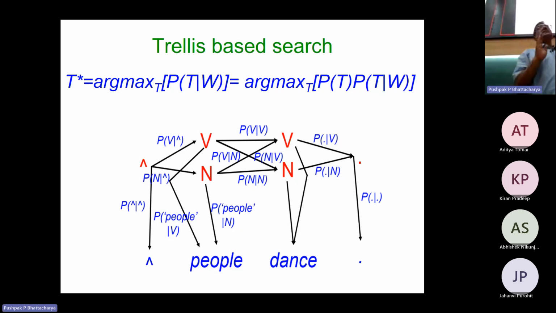It doesn't matter whether you're using a hidden Markov model or conditional random field or maximum entropy model. Doesn't matter. This same idea remains, this same idea of getting the path. Let's see how it remains in the conditional random field also.